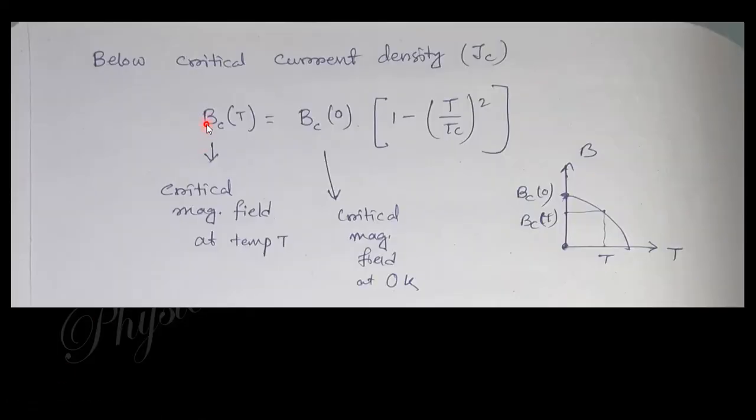Now if you want to know about the relation of the critical magnetic field, it is like that. So this is the critical magnetic field at temperature T, which is equal to the critical magnetic field at 0 Kelvin times (1 minus T squared over Tc squared). Okay. So this is the relation between the critical magnetic field at temperature T and the critical magnetic field at 0 Kelvin.